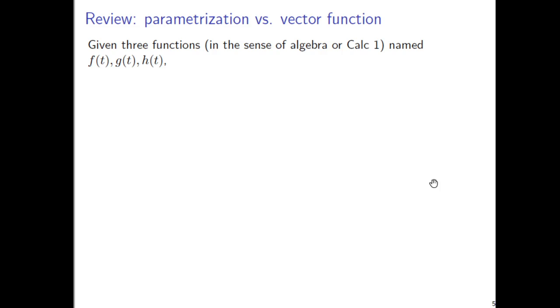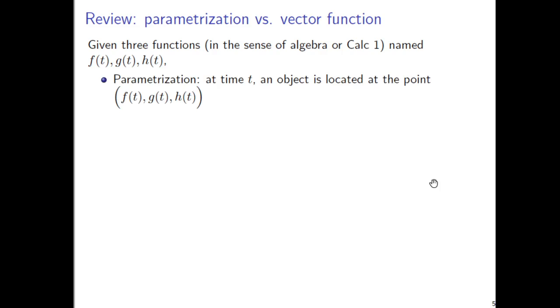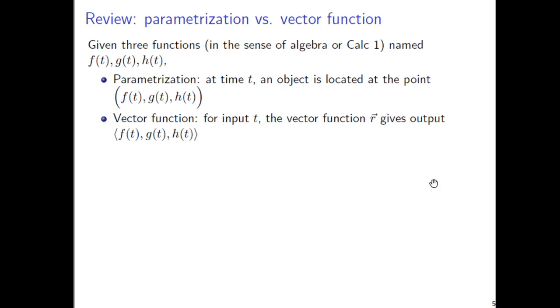So what we should just say here is, given three scalar functions, three functions in the sense of an algebra class or a Calc 1 class, let's call them f of t, g of t, and h of t. We have parameterization: at a moment t, the object is located at a point (f of t, g of t, h of t). The vector function version is that for an input t, the vector function gives the output, and it gives you a vector. So again, there's this pass back and forth between points and vectors for parameterization versus vector function.